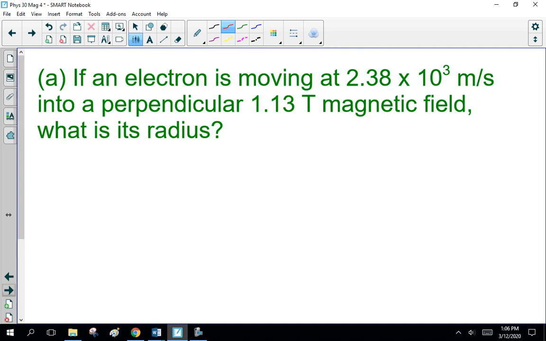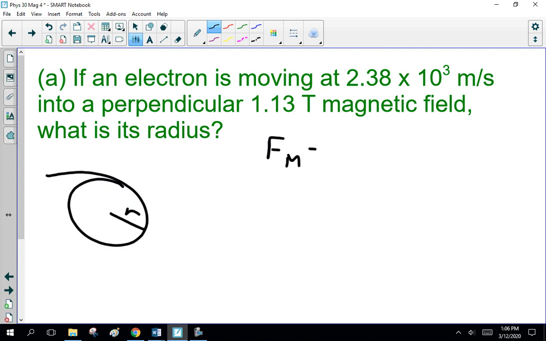Okay. Now, if an electron is moving at 2.38 times 10 to the 3 meters a second into a perpendicular 1.13 Tesla magnetic field, what's its radius? So, it's going to go into the magnetic field. Now, I didn't say which way it's going, the direction of the magnetic field. I didn't give you a picture for that. But I want you to realize force magnetic equals force centripetal. QVB equals mv squared over r.